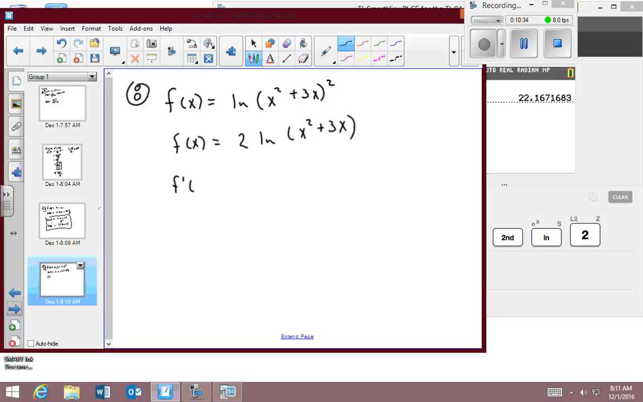Then if you do the first derivative, then it's 2 times 1 over the argument, and then it's times the derivative of the argument. And then put a bracket. So that's 2x to the first plus 3. So, 2 times 3.